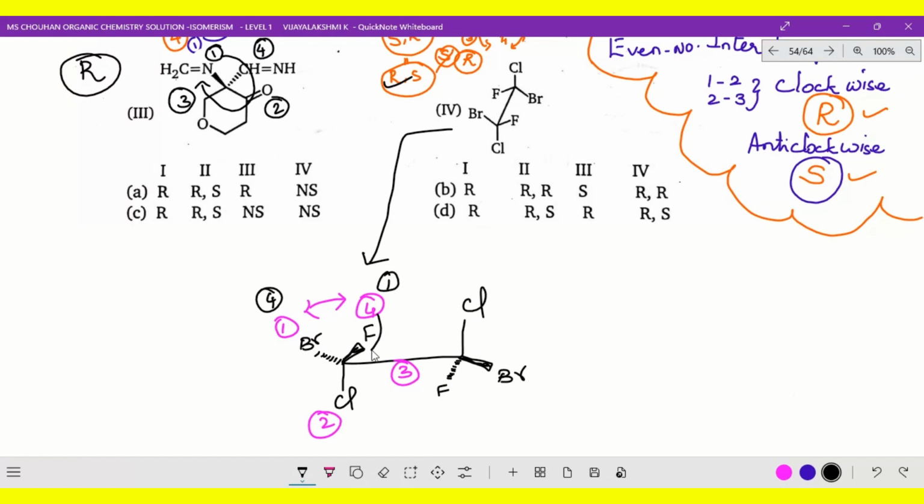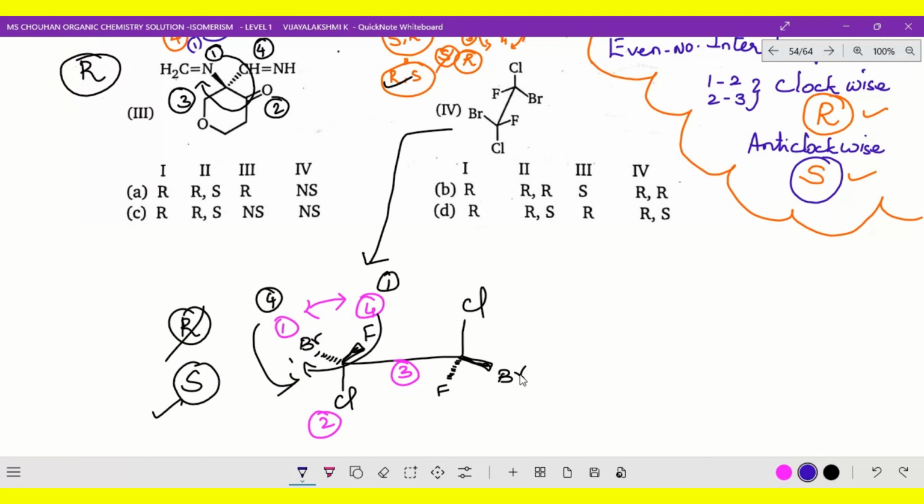Here actually it is clockwise only, so R has to come, but actually it is anti-clockwise. Due to that interchange, it is anti-clockwise. So that means the S configuration is taking place. And the same way, this side also.